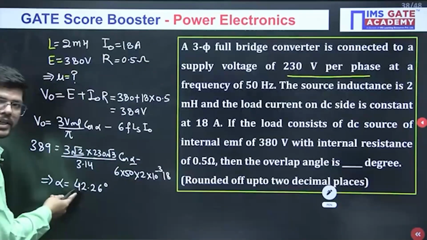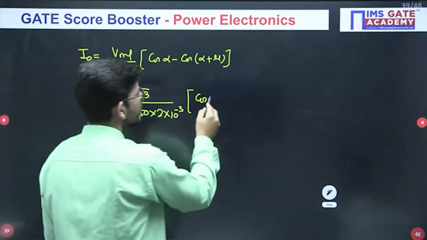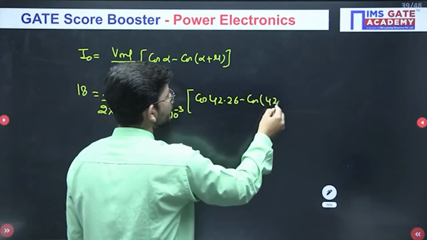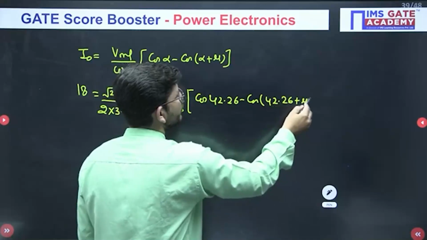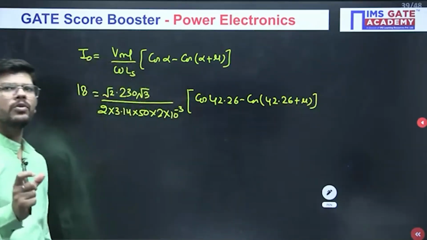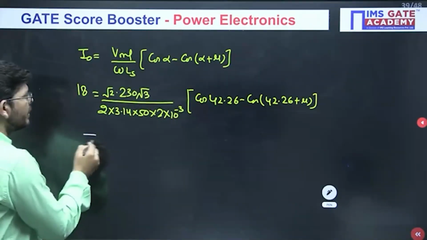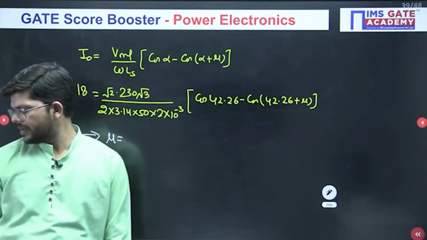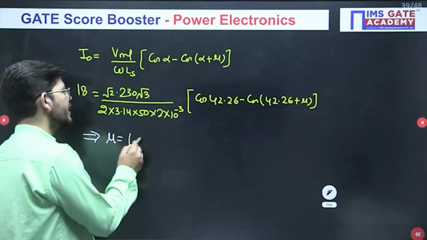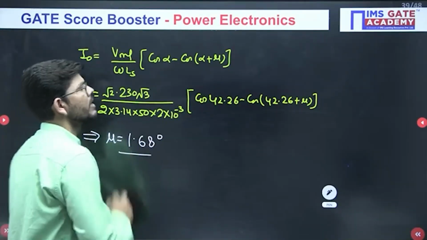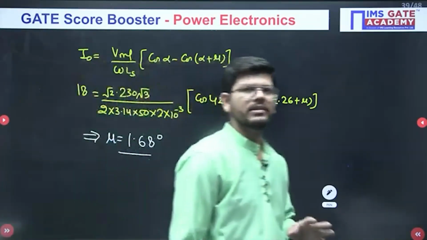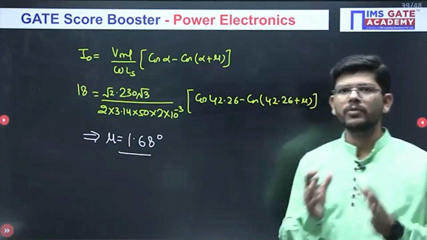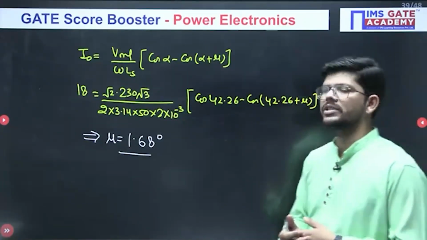Alpha, just now you have calculated, 42.26. 42.26 minus cos of 42.26 plus mu. So you can see the only unknown thing is mu here, and when you solve it for mu, the value of mu, that is the overlap angle, is 1.68 degrees. Okay, and solving this equation is not an easy task. It will require a lot of time. Okay, you have to invest a lot of time while solving these equations.